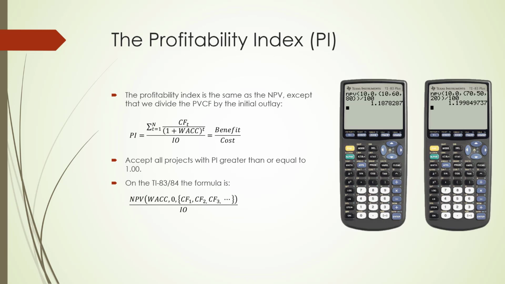And here you can see both projects on the calculator exactly as I've described. So for franchise L, we get 1.188 basically, and for franchise S, we get 1.2 essentially. So both of these have profitability indexes that are greater than 1, therefore they're both acceptable.